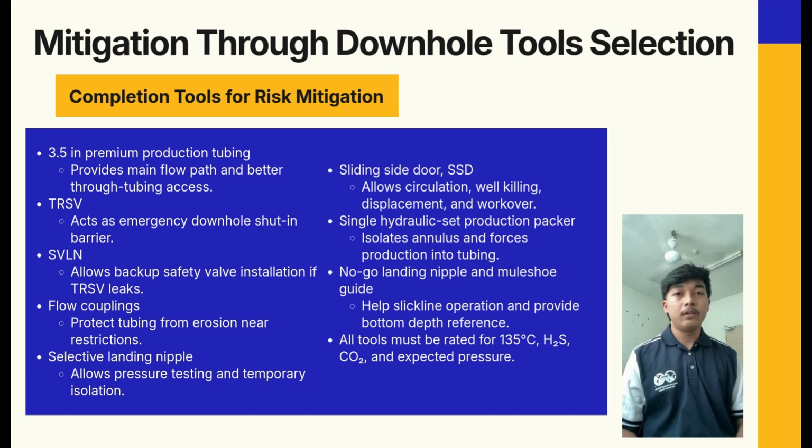So in conclusion, the risk mitigation for the Petron well focuses on controlling sanding, preventing formation damage, managing corrosion and high temperature, and maintaining well control. This makes the completion design safer and more reliable for production.